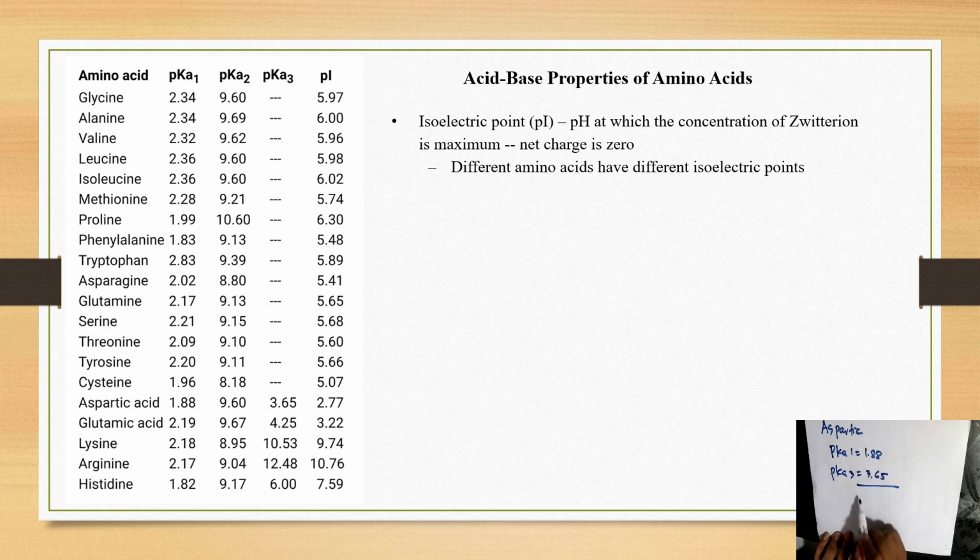I don't have a calculator here. You just have to try it in your place. You add the two, and then whatever the result is, you divide by 2, and I hope that it will become 2.77. So this is the pI of aspartic acid. At 2.77, the aspartic acid exists in zwitterion form.